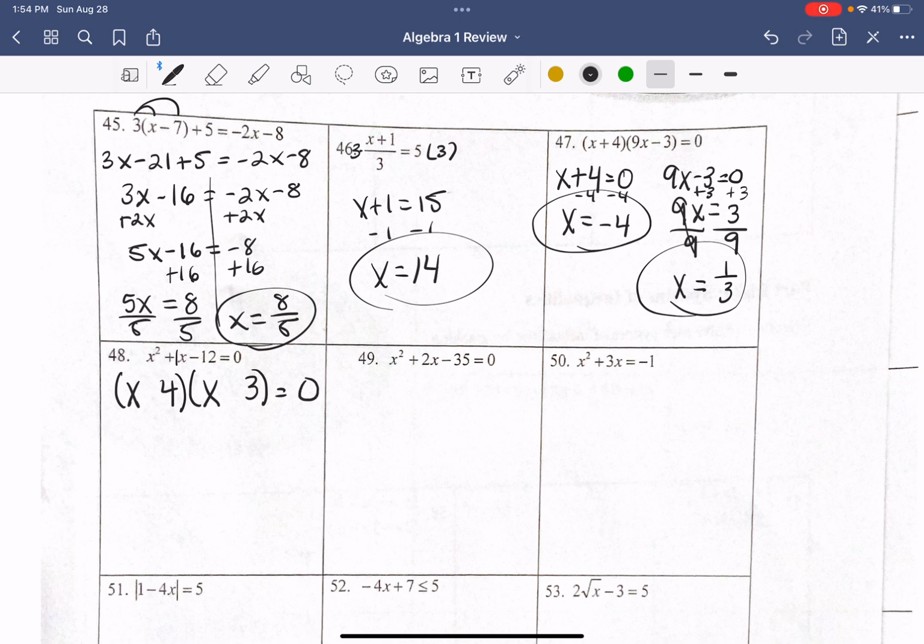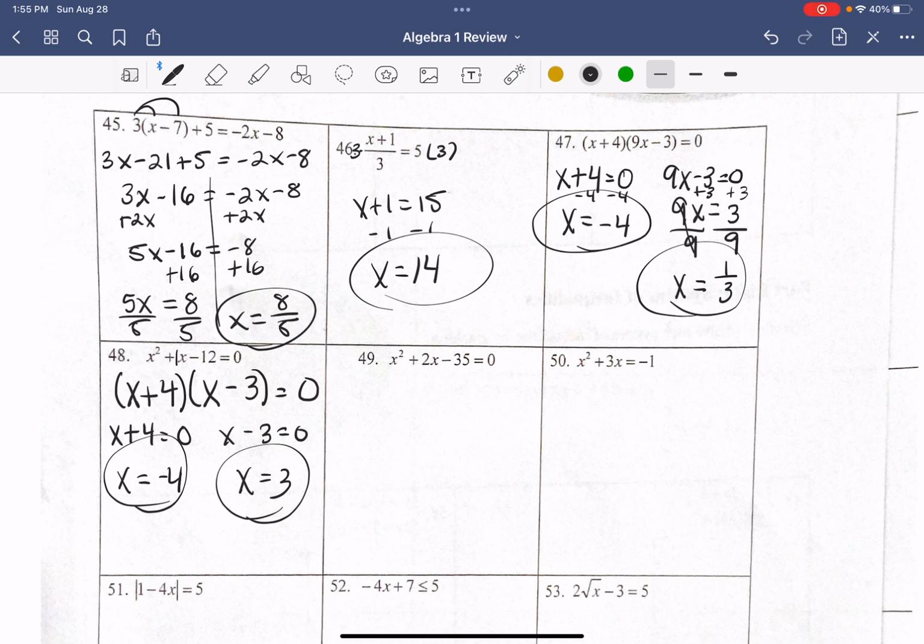And I have a positive 1x in the middle, so I know that the 4 has to be positive and the 3 has to be negative. Now I'm going to break this apart and do x plus 4 equals 0 or x minus 3 equals 0. If I subtract 4 from both sides, I get x equals negative 4 as one of my answers, and then add 3 to both sides and I get x equals 3 as the other answer.